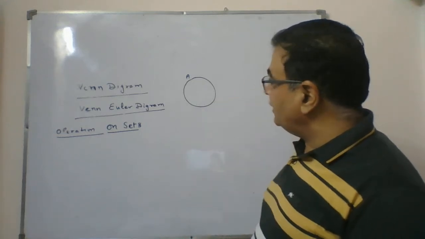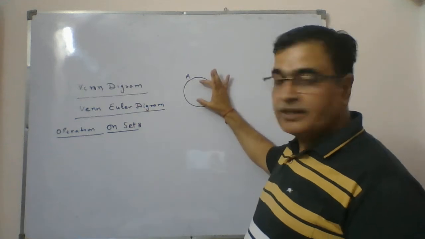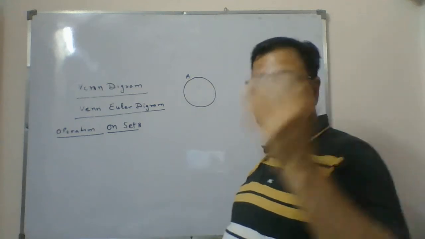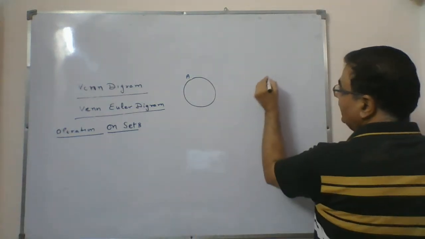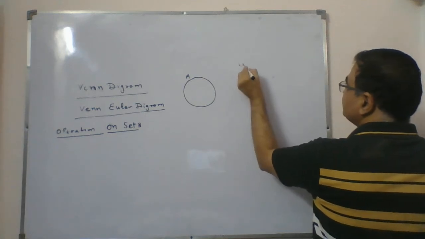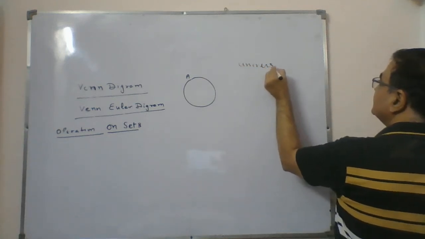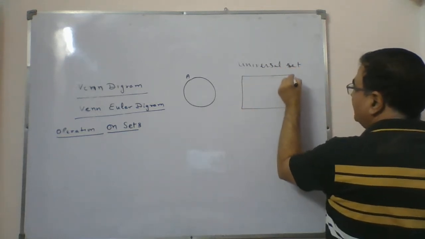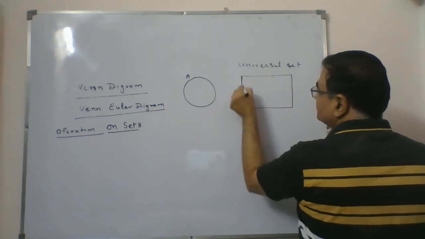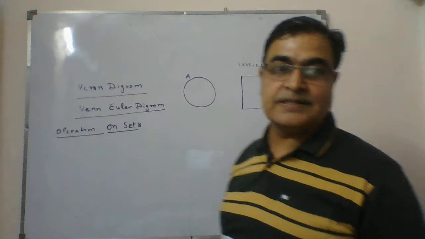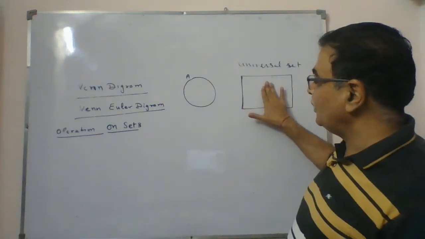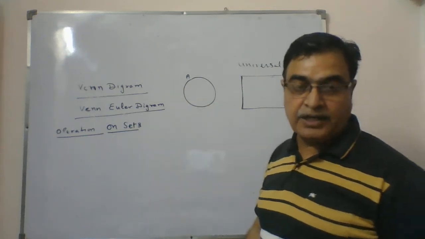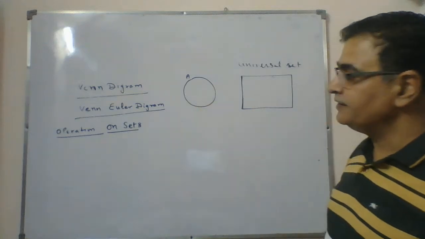Now, whenever a set is there, I told you it is a circle. One more thing I'll explain later, but that symbol I also want to tell. If it is a universal set, then the symbol for the universal set will be a rectangle. This is the biggest set. The universal set will always be taken as a square or rectangle, and otherwise, if a set is there, it will be taken as a circle.